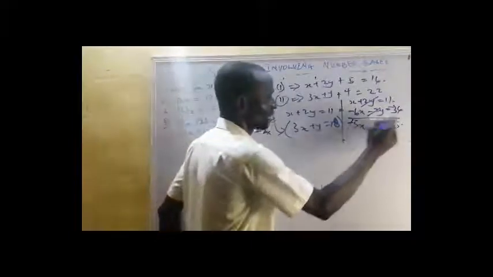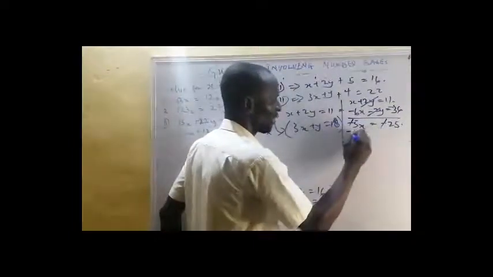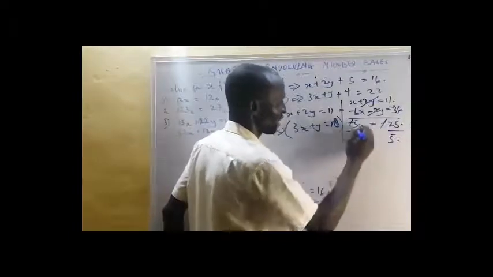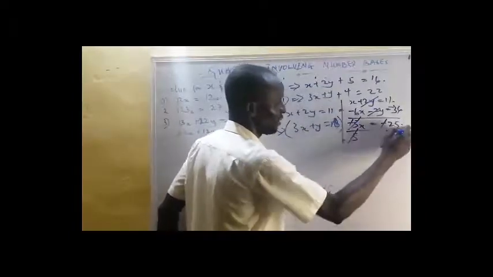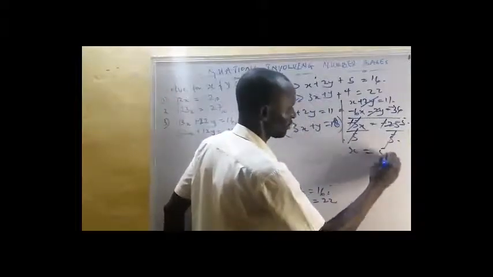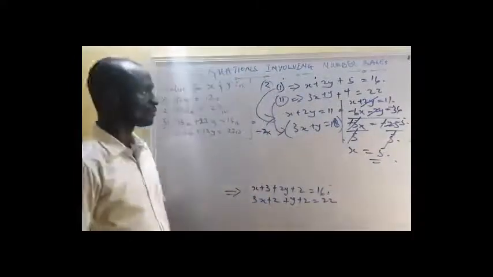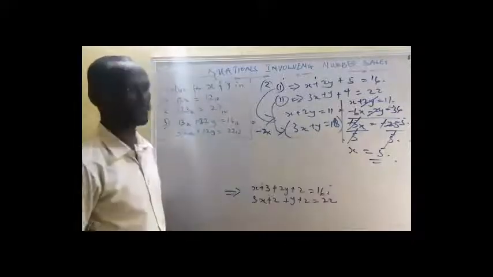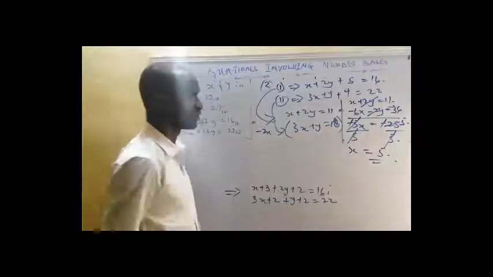The minus on both sides will definitely cancel each other, and we can divide both sides by 5. 5 here 1, 5 here 5. So x is equal to what? 5. Now, if x is equal to 5, let's substitute in one of these equations.